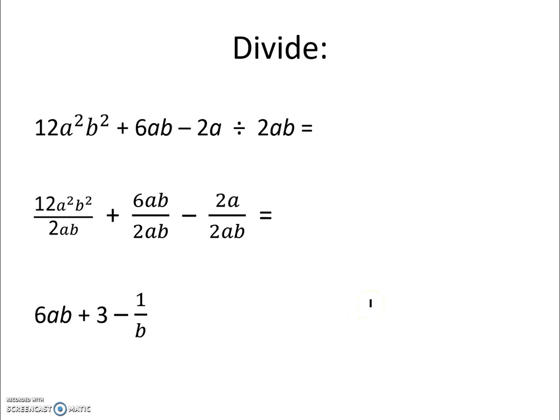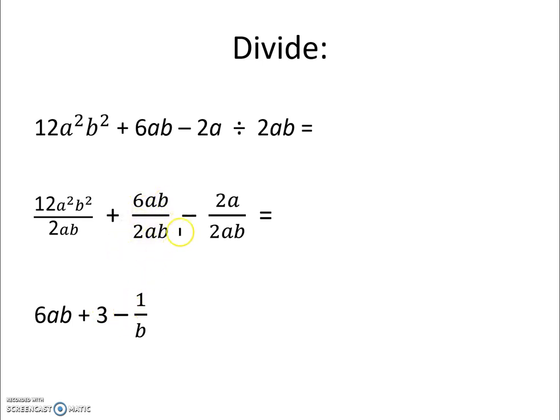Our third example is 12a squared b squared plus 6ab minus 2a, all divided by 2ab. Again, we'll rewrite each term over our divisor, which is 2ab. So when we divide 12 by 2, we know we get 6. And a squared divided by a gives us a. B squared divided by b is b, plus 6 divided by 2 is 3, and our ab's cancel out.